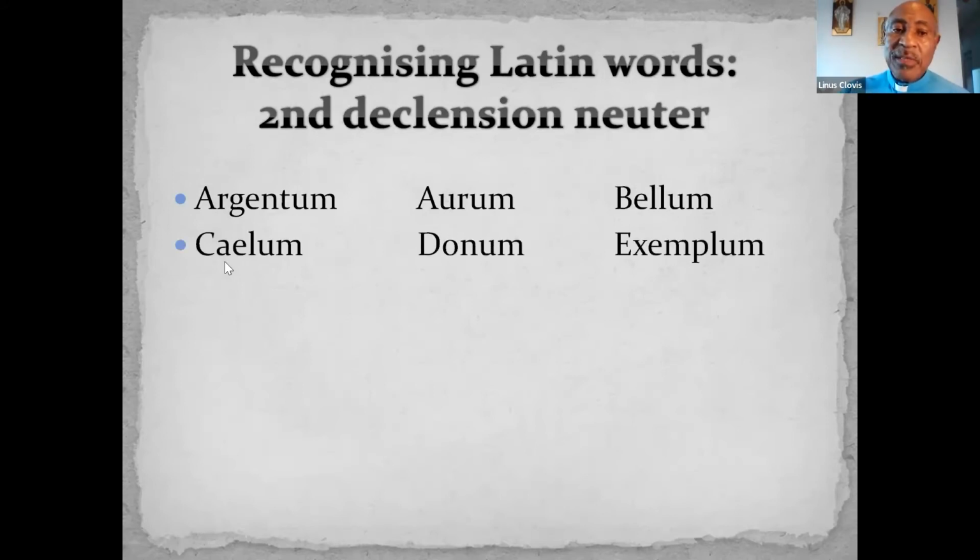Here we have a diphthong. So we have 1, 2 syllables. So the first syllable is caelum, caelum, heaven. Donum, donate, a gift. That's easy, this one. We have what? 1, 2, 3 vowels. So we must have 3 syllables. Exemplum, exemplum, example.